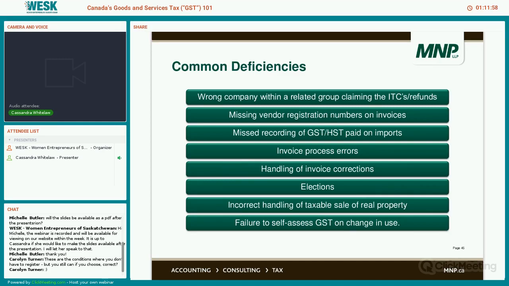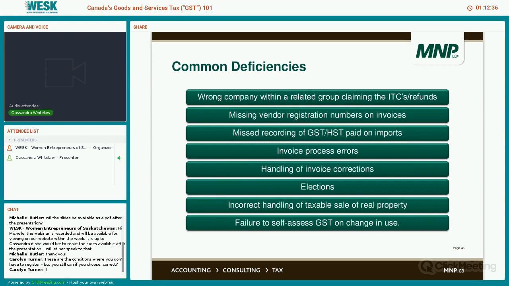Also, oftentimes people will miss recording any GST or HST that they've paid on their imports. We see a lot of invoice processing errors, so these will be things such as GST being expensed as PST or PST being booked as GST and being claimed as an input tax credit, which obviously you can't do. There's a lot of issues with handling of invoice corrections. Sometimes the vendor should just be reissuing the invoice and they don't. Also, you need to keep in mind with input tax credits that they must be claimed within 4 years of you paying the tax.